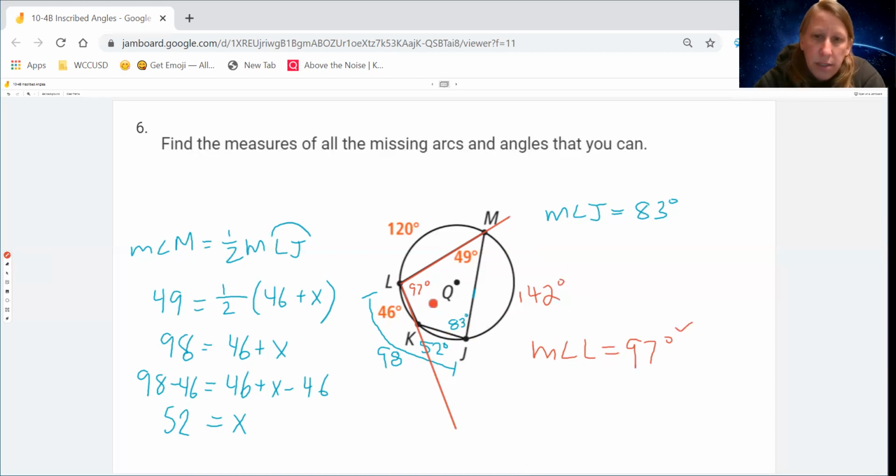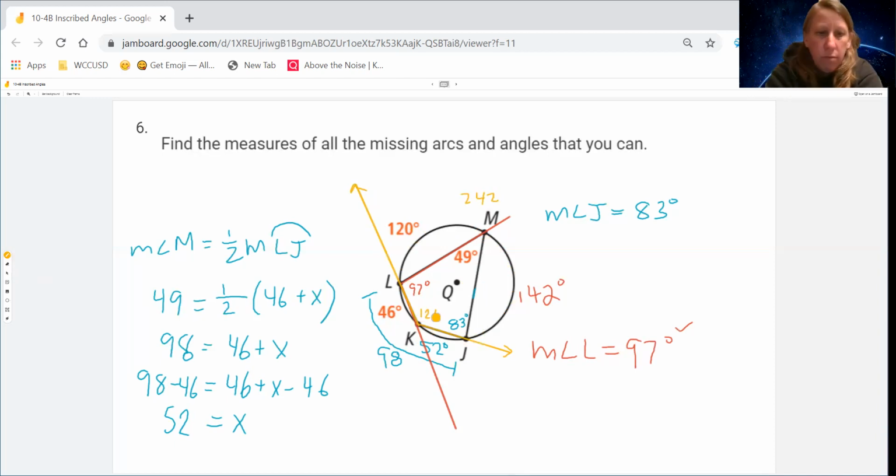How about this last piece? I've got all the arcs so far, and I need one more missing angle. Yeah, let's use yellow. I need to find the measure of angle K. And K is going to hit the circle here and here. So I need half of 120 plus 142. That's going to be 242. Half of 242 is 121.